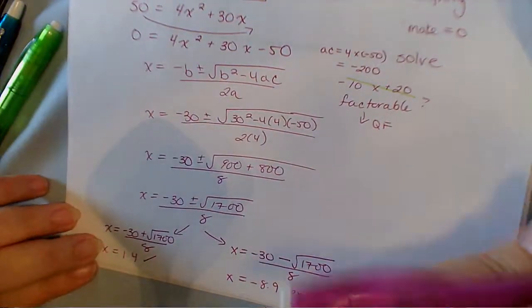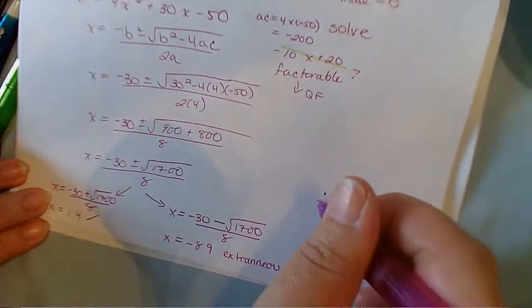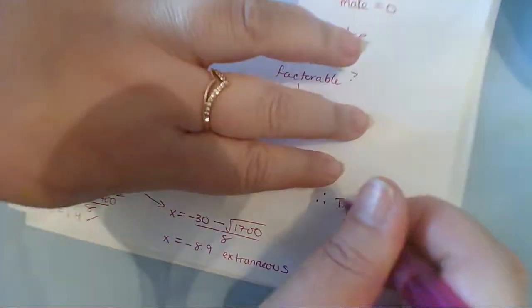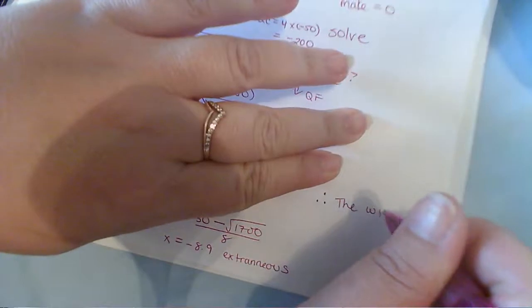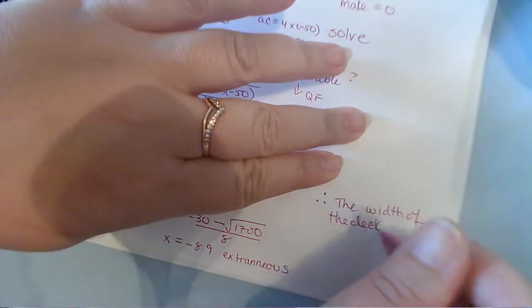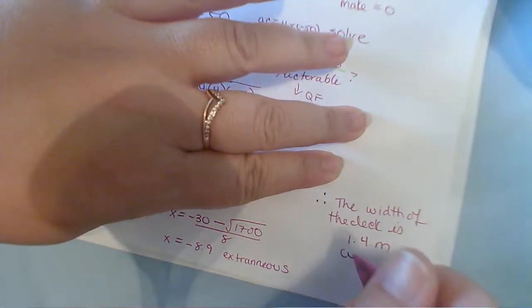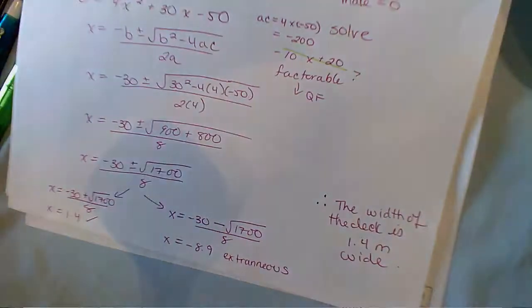So because again, we're talking distances and you can't have negative distances, we then say therefore, the width of the deck is, to one decimal place, 1.4 meters wide. Done. We've answered the question.